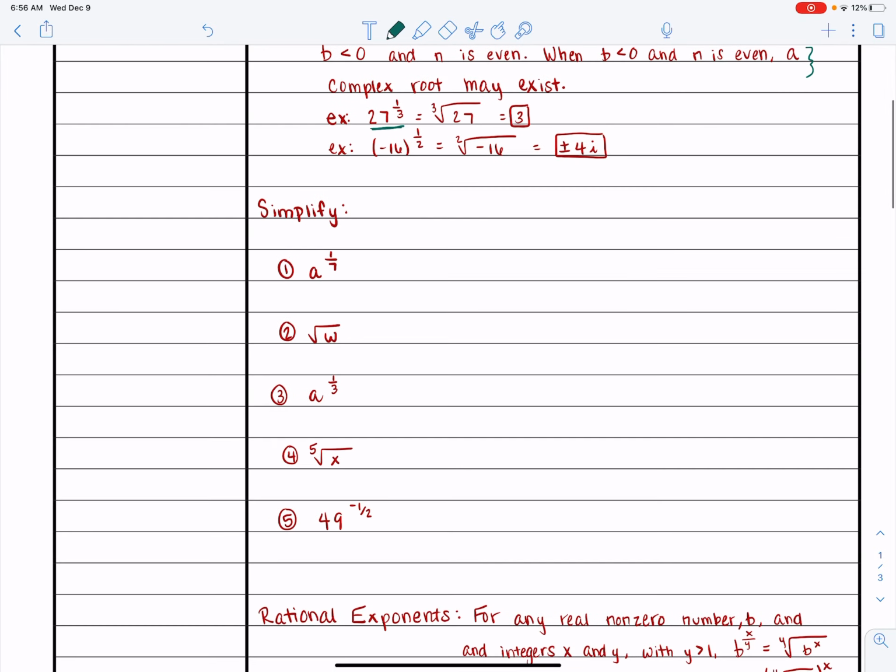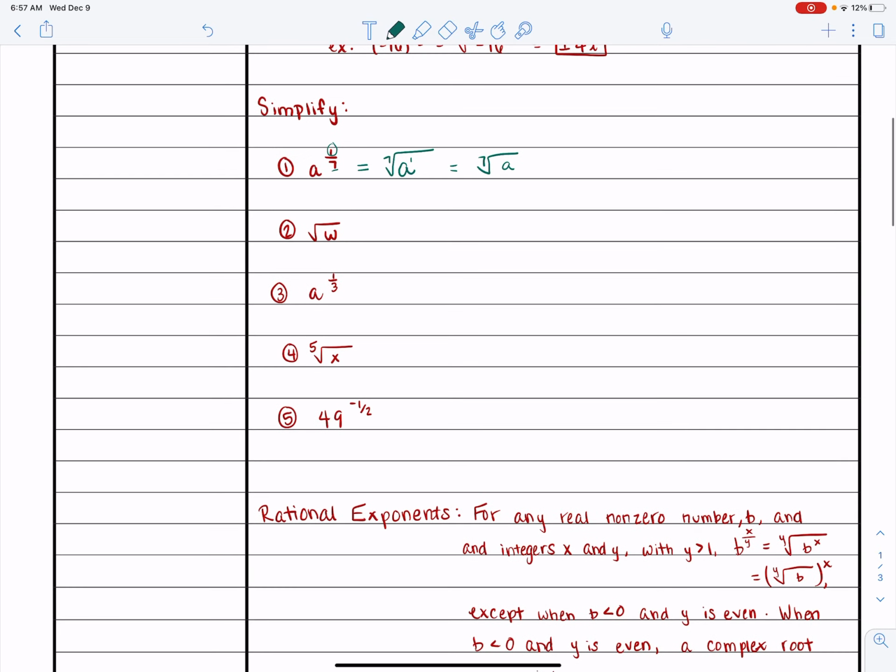All right, so if we simplify a to the 1/7, here's what's really happening. You've got a. The numerator becomes the exponent, and the denominator becomes the root. So a to the 1/7 is the same as the 7th root of a to the first power, but we don't need the first power written. The 7th root of a.